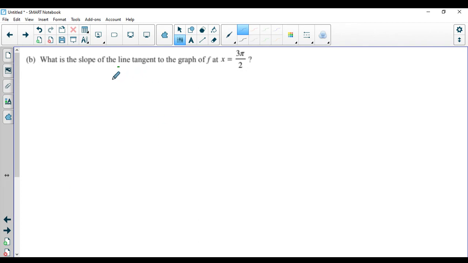Let's rock and roll. Let's get to the next question. It says, what is the slope of the line tangent to the graph of f at x equals 3 pi over 2? All right, so bread and butter again. I keep saying that, but slope of the line tangent, my goodness, that's what we did in the first month. That's just find the derivative and plug the point in. So it couldn't be any easier.